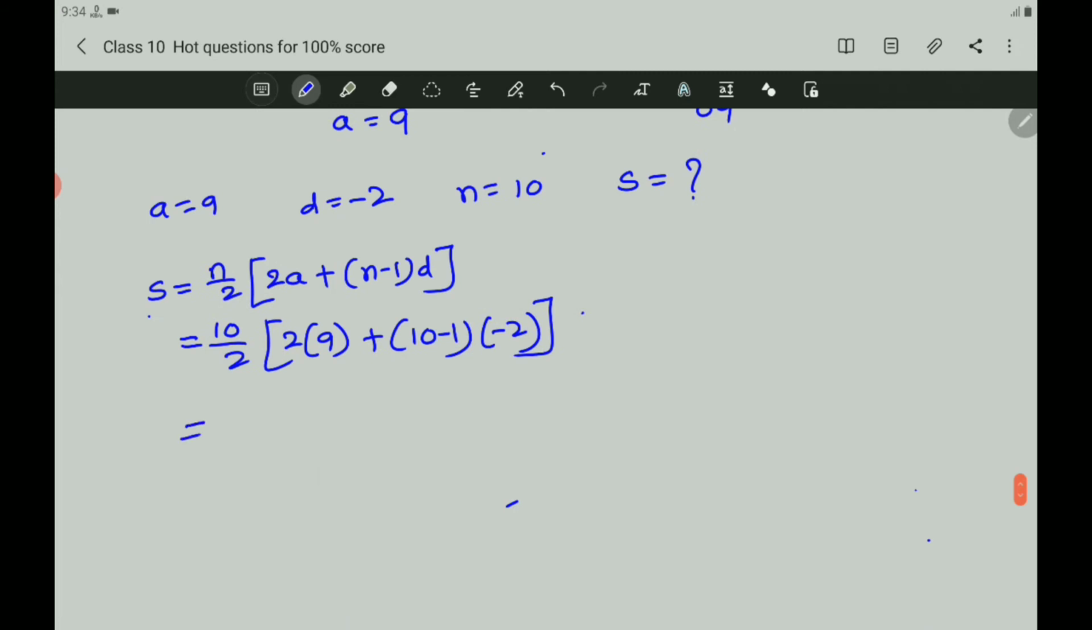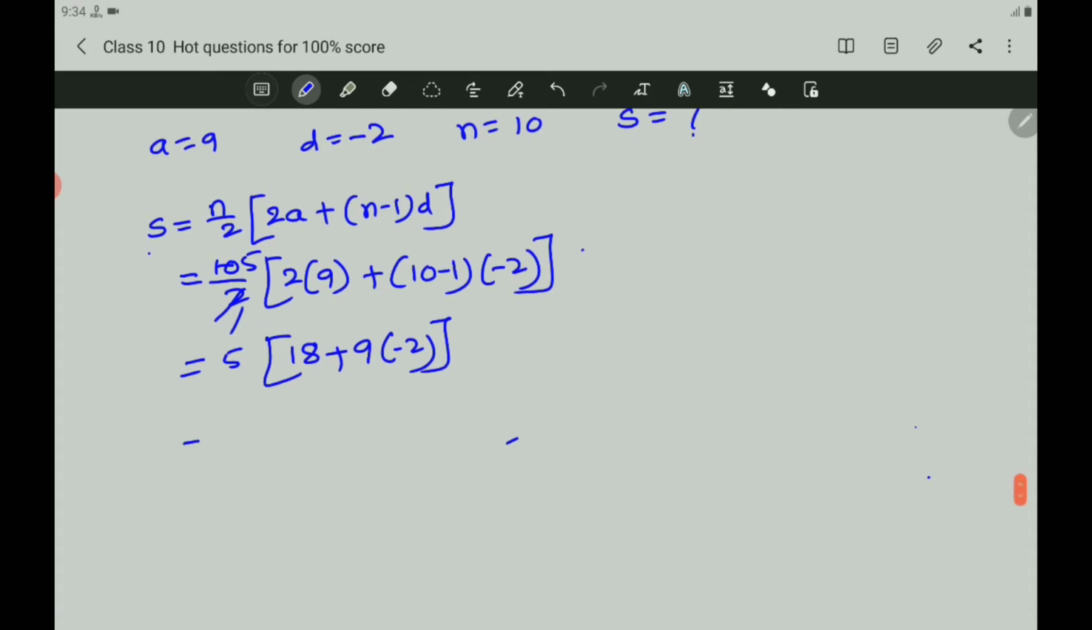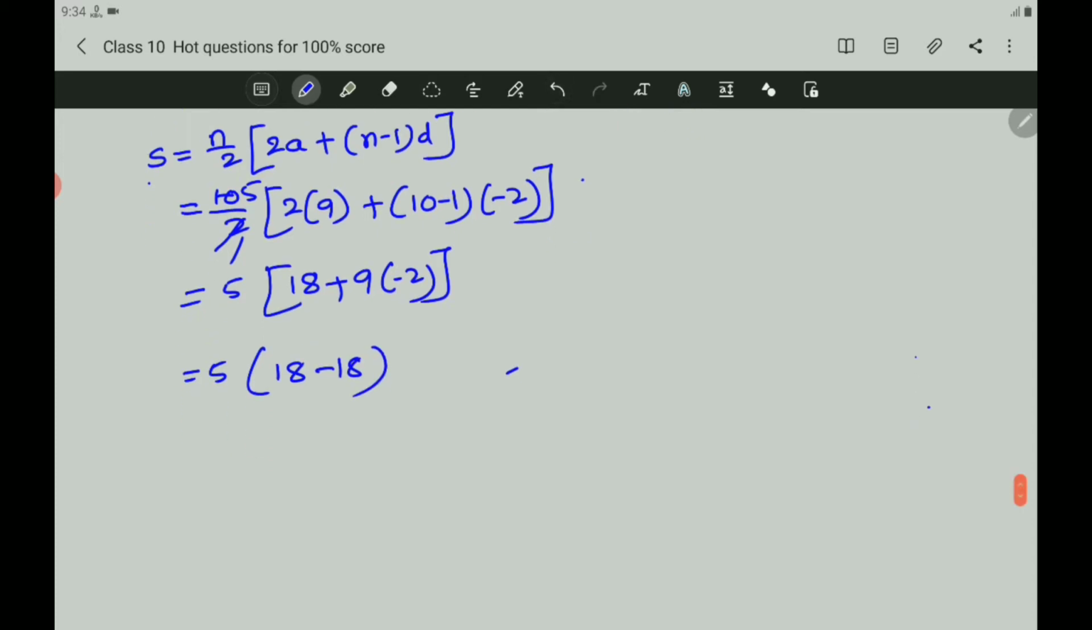Then you write 2 1s are 2, 5s are 5, 2 9s are 18, 2 9s are 18 plus 10 minus 1. 10 minus 1 is 9, 9 into 2, that is 9 into minus 2. Then 5 into 18, 9 2s are 18, that is minus 18. So you can write 5 into 18 minus 18 is 0, that is S equals 0.